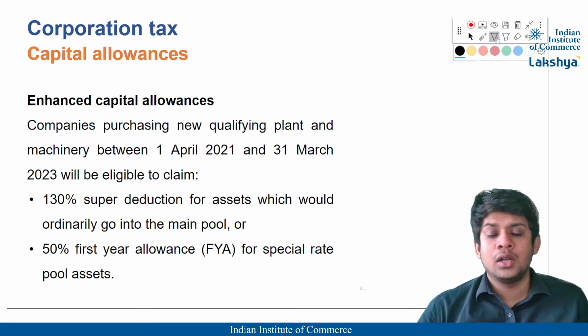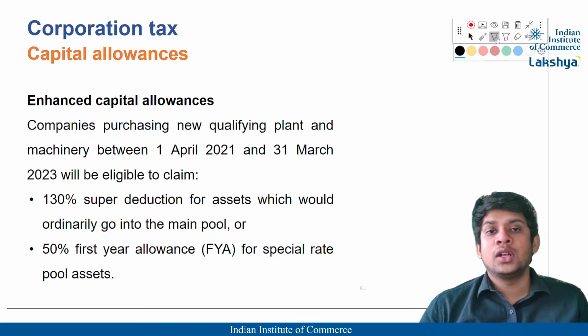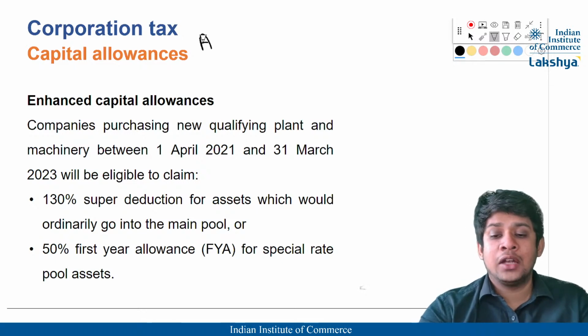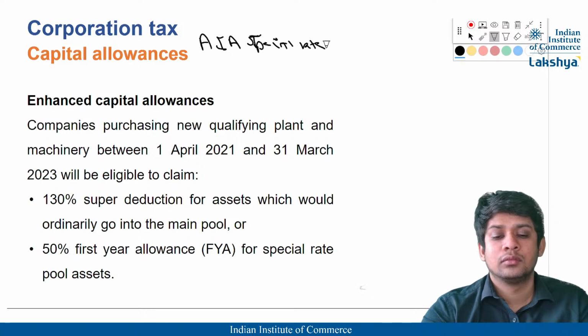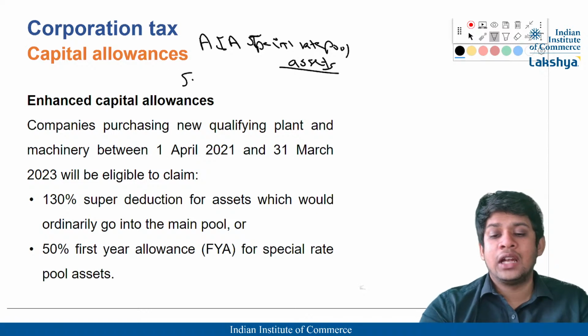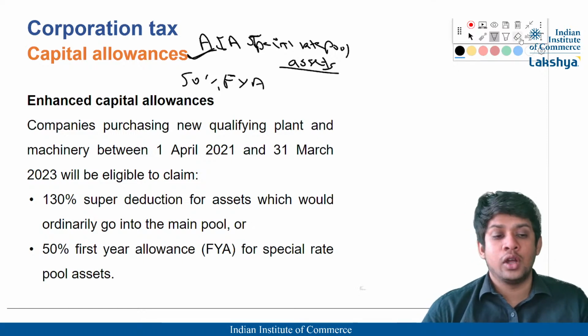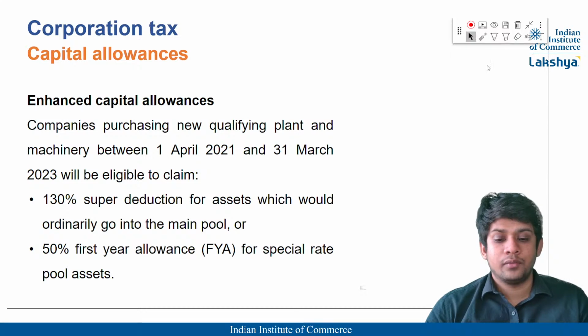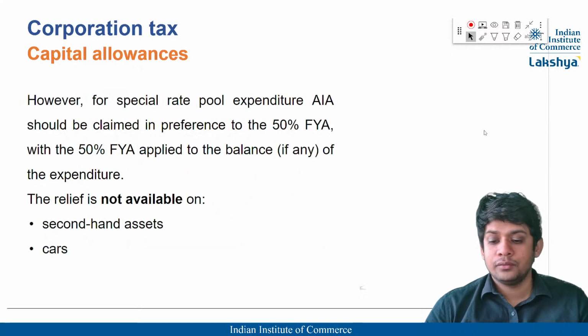But guys, always remember, because in your special rate pool you get 6% WDA only, rather you should claim annual investment allowance on your special rate pool assets first. Right? So you can claim 50% FYA on that asset and you can claim AIA on that asset so that nothing goes to your special rate pool. All this is done.